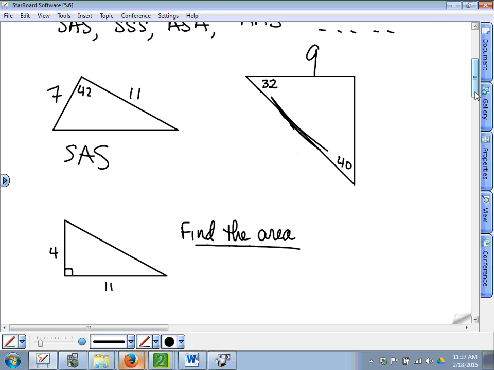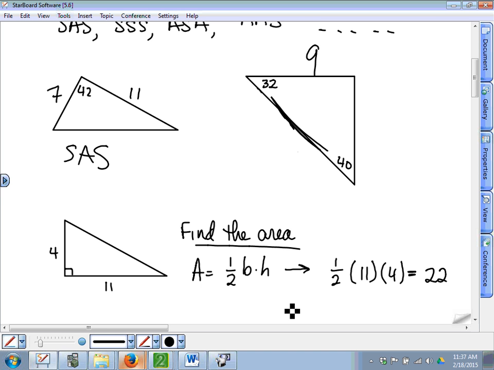1/2 base times the height. You've heard it before, I'm assuming. It's a late elementary, early junior high formula. The area of a triangle is 1/2 the base times the height. So this would be 1/2 times 11 times 4, which is just 22.